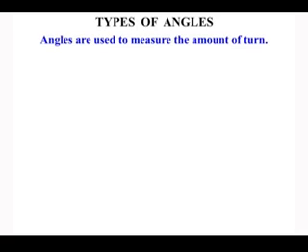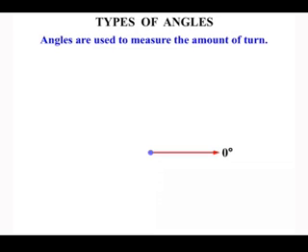Next chapter, angles. Angles are used to measure the amount of turn. If you consider this blue line first, we will draw a similar line, but it's colored red. We put it on top of the blue line. And from this point, we will start turning through the red arm.